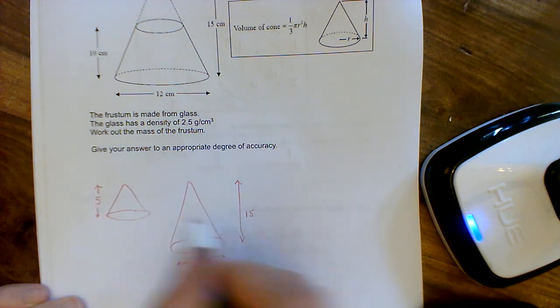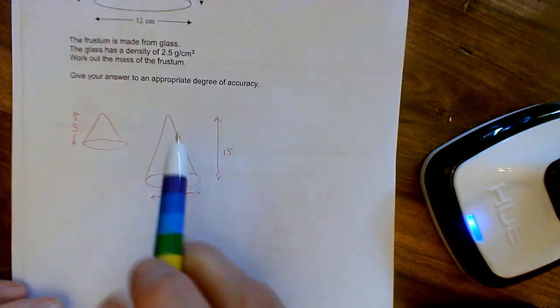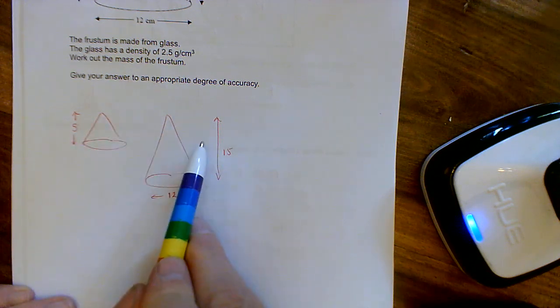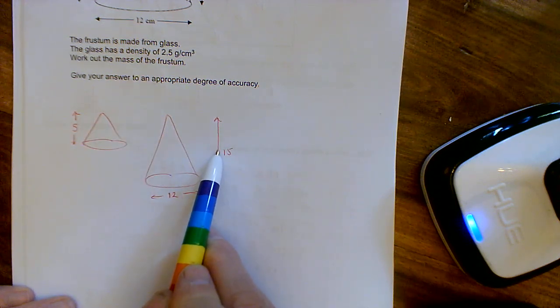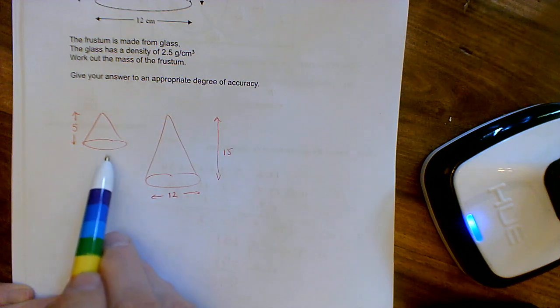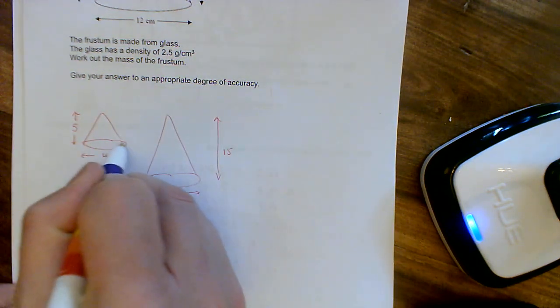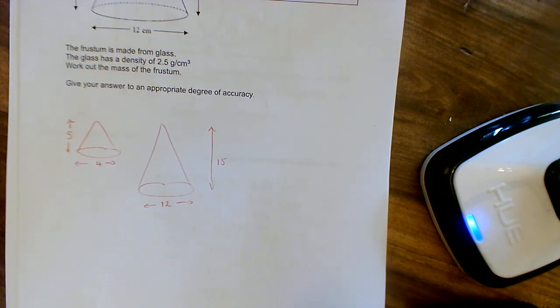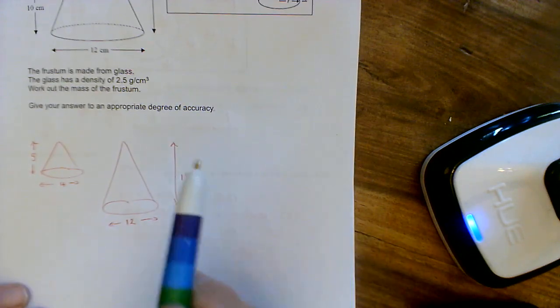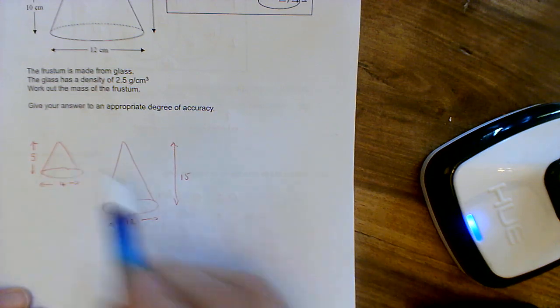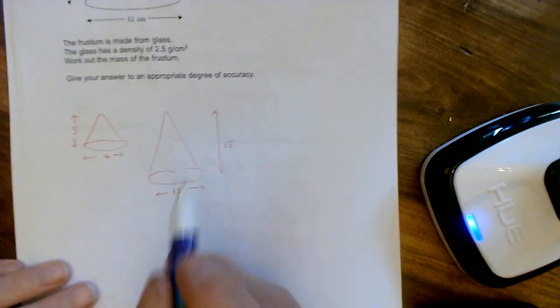Now the thing about the cones is they are similar cones. So 5 to 15 is multiplied by 3, so 15 to 5 is divided by 3, and 12 divided by 3 is going to be 4. So the diameter of that little one is going to be 4. We can work out volumes now: the volume of the big one, the volume of the little one, and see what else we need.